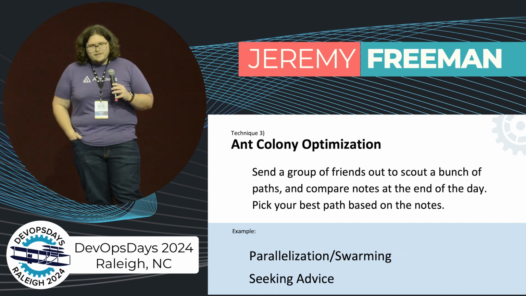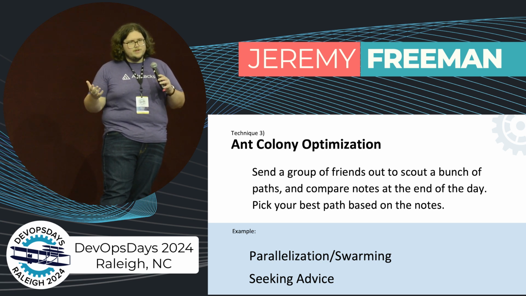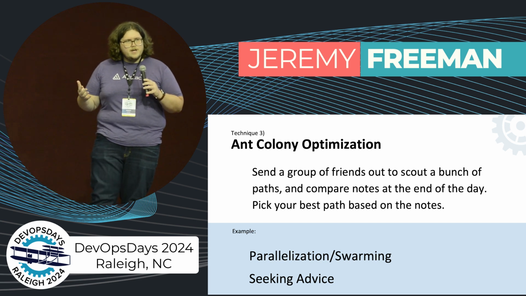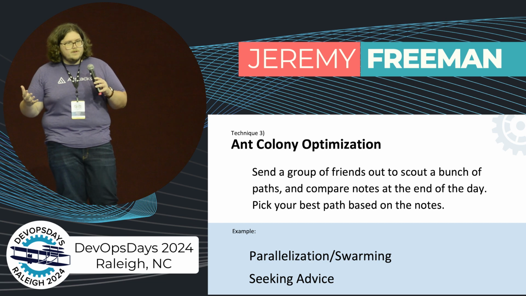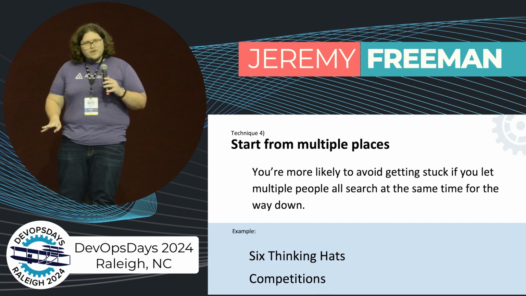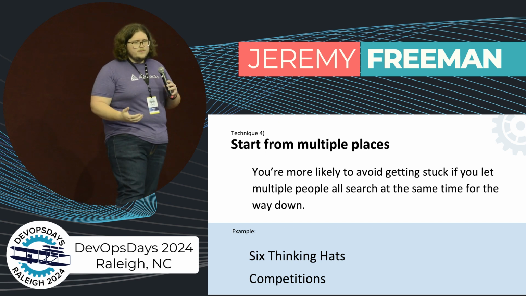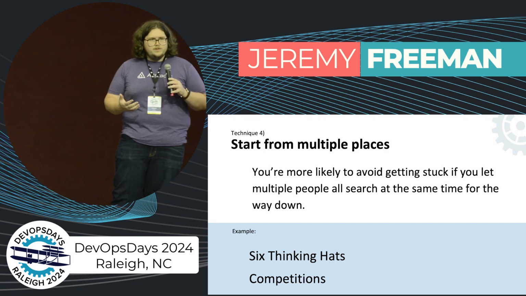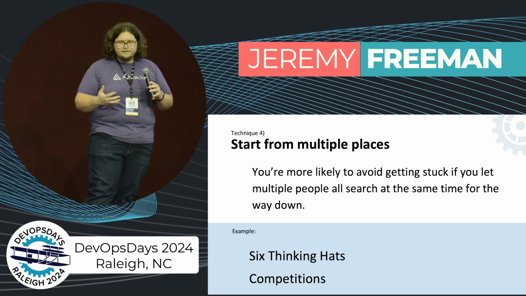The third technique is actually a really interesting one, ant colony optimization. If you're a single person on a mountain, it doesn't make sense. But if you're on a team of a number of engineers, you can have multiple people look in different directions and compare notes and arrive at a better solution. The fourth technique, also, if you're working on a team, have people start from different directions approaching the same problem. Hackathons are a really great way to do this. You get a bunch of people attacking a problem from different directions.